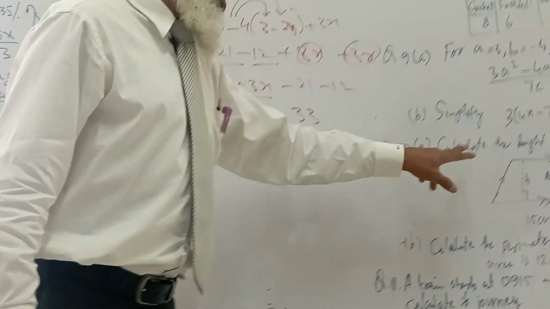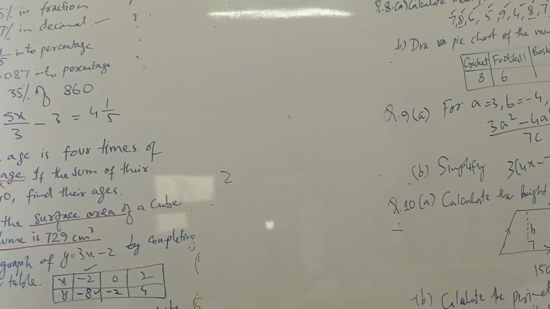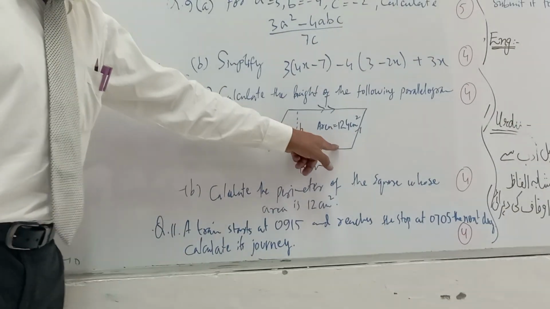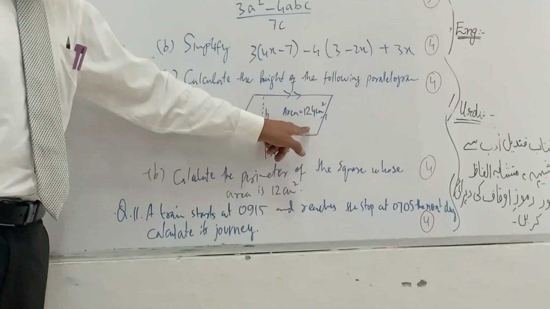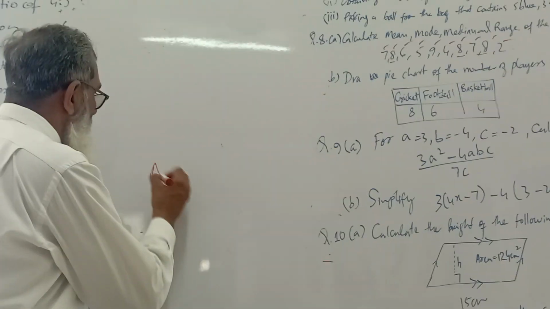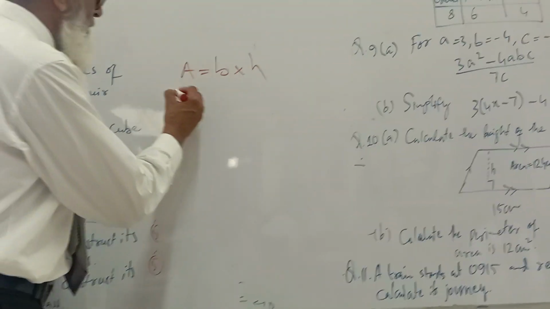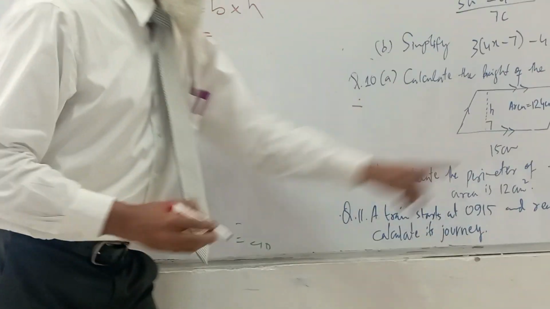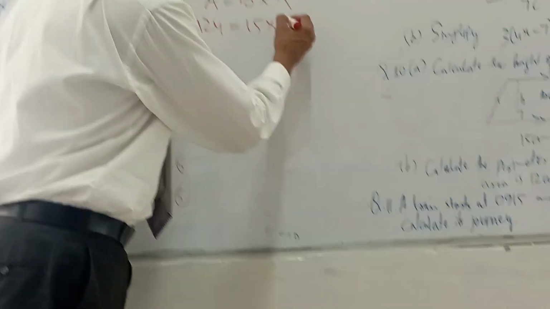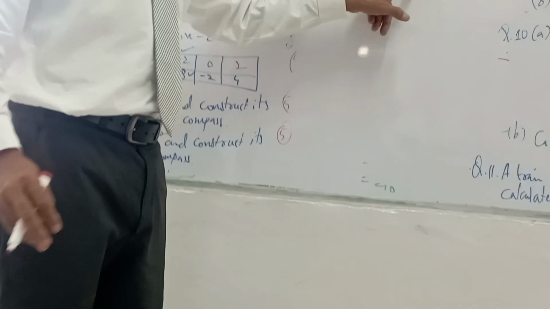Now, second last question, which is finding the height of a parallelogram. Its area is given to us, so we may apply the area formula. There's no other formula except area, and area is equal to base into height. The area's value is given, which is 124, and the base value is given, which is 15. Height is not given, so we are considering height as x.